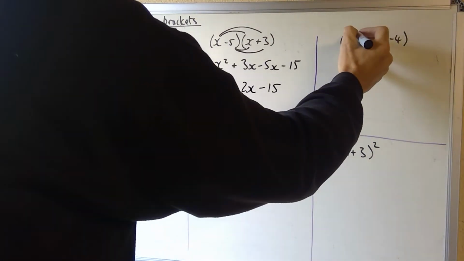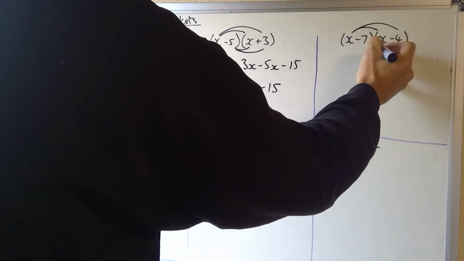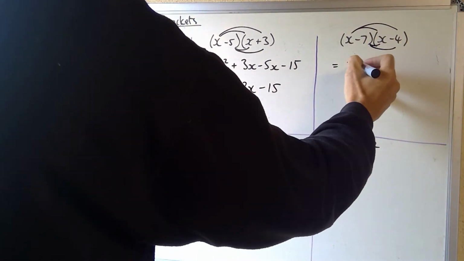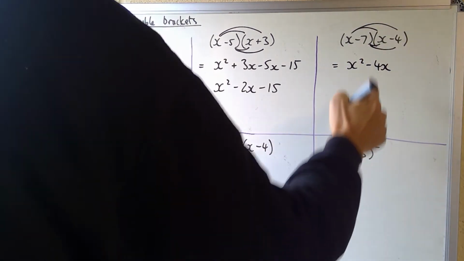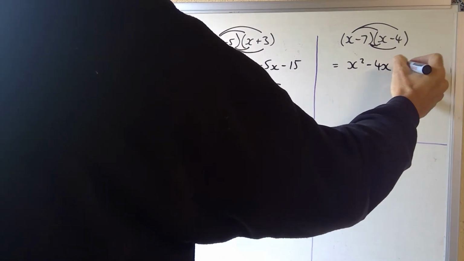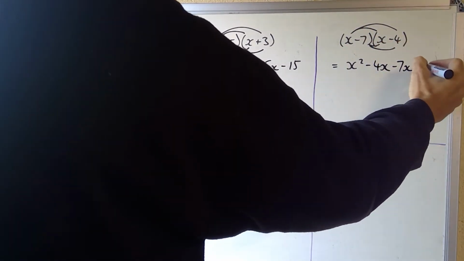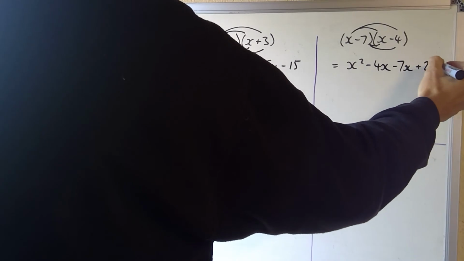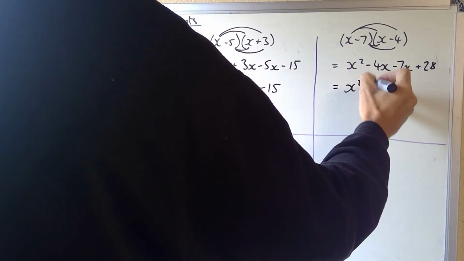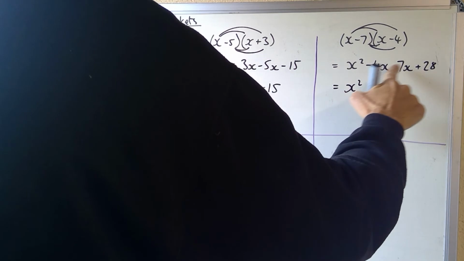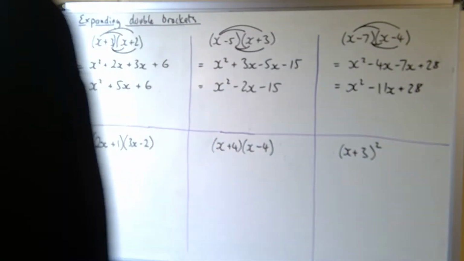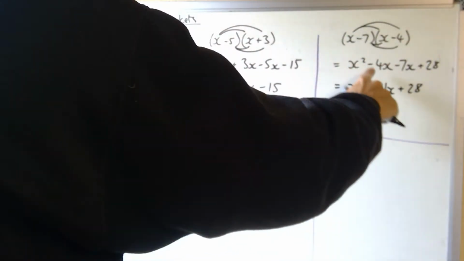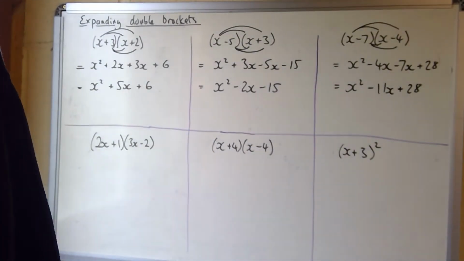This one, they're both negative. So I'm just going to put the arrows on again just to help me out. x times x is x squared. x times negative 4 is negative 4x. Negative 7 times x is negative 7x. And negative 7 times negative 4 is positive 28. Collect up the terms: x squared, negative 4 take 7, negative 11x, plus 28. You can remember rules for what happens when you've got different signs, but actually if you just work through it in this process, the signs will take care of themselves.